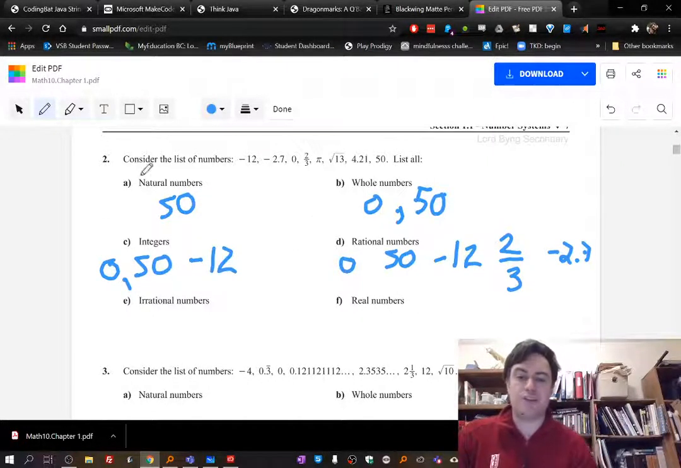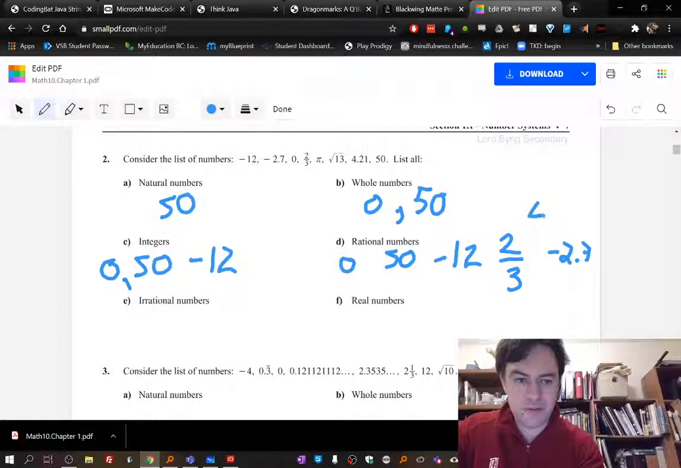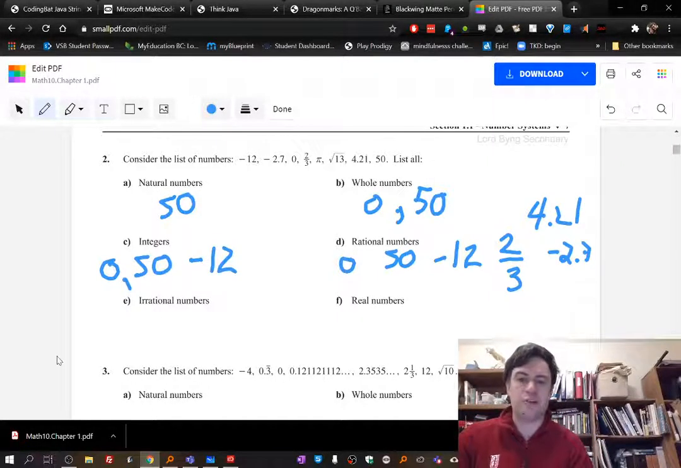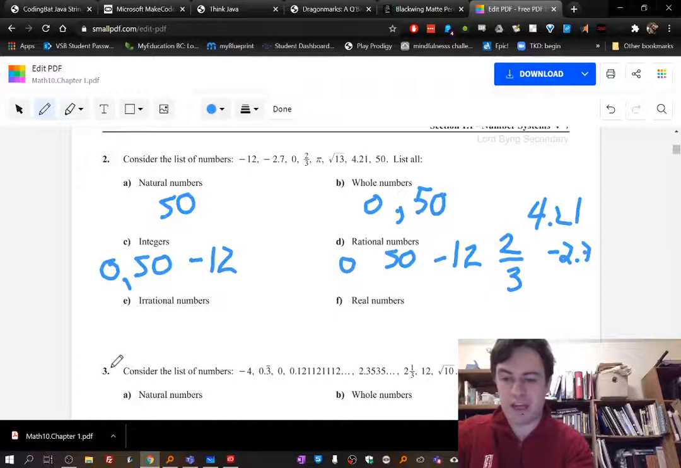How about irrational numbers? Well, we got ourselves the pi here and the square root. Oh, I missed 4.21. That's also a rational number, 4.21. How about irrational numbers? That would include things like pi and square root of 13.